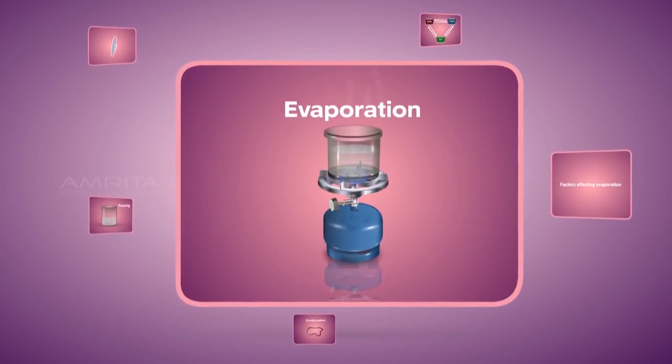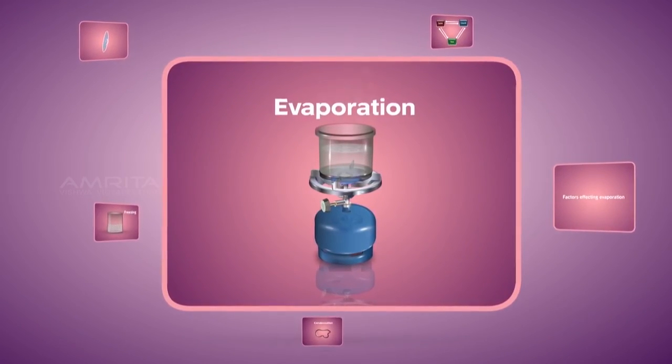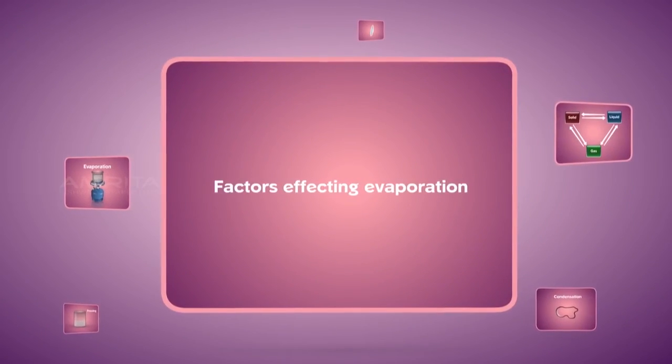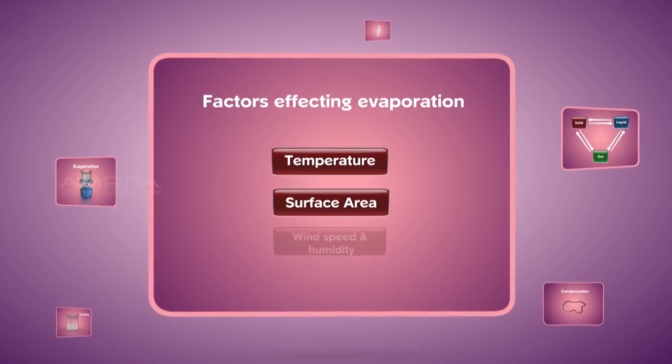Evaporation is the conversion of liquid to gas before reaching the liquid's boiling point. Factors affecting evaporation are temperature, surface area, wind speed, and humidity.